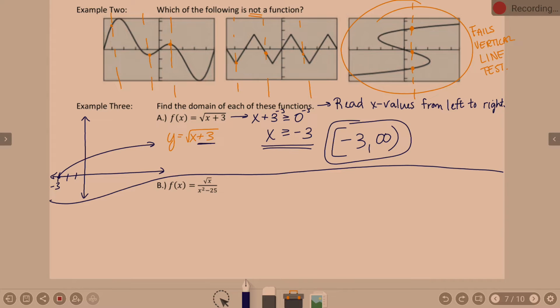And so what we do to figure out the problem places is we set our denominator equal to 0. So we're going to take x squared minus 25, set it equal to 0, and solve. How do you solve x squared minus 25 equals 0? If it's x squared minus 25, we're going to add 25, so x squared equals 25. And then? Square root. When we square root, what do we get?